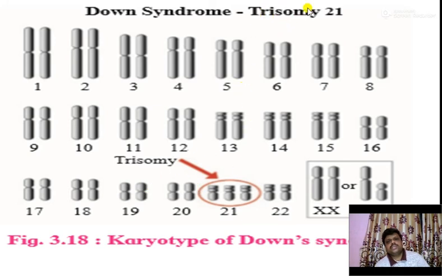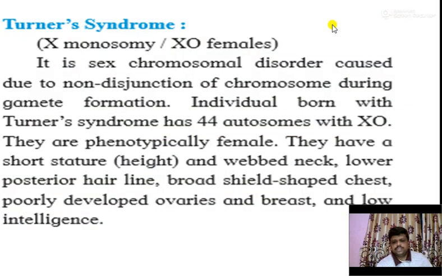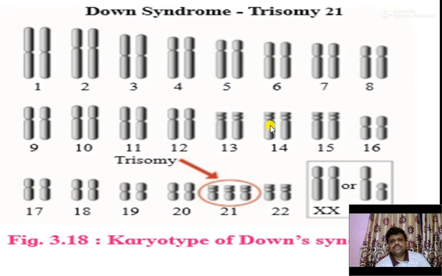So this is called a trisomy at 21st. This is trisomy at 21st. Trisomy means there are three chromosomes. So it is called a trisomy at the 21st chromosome pair.